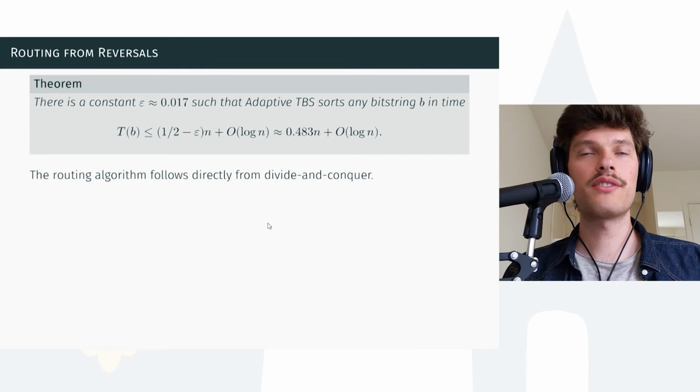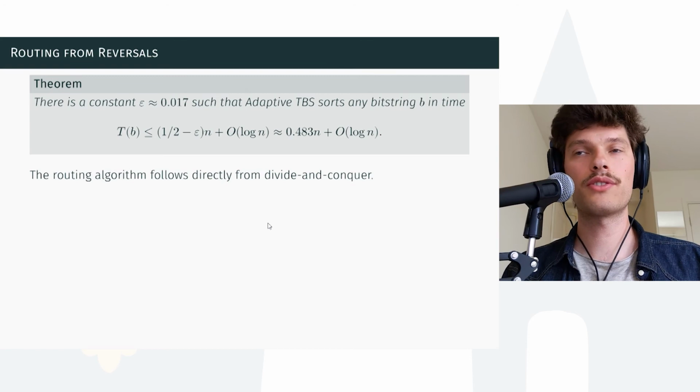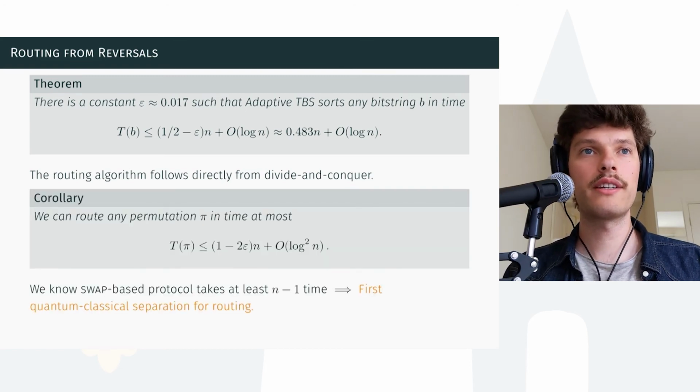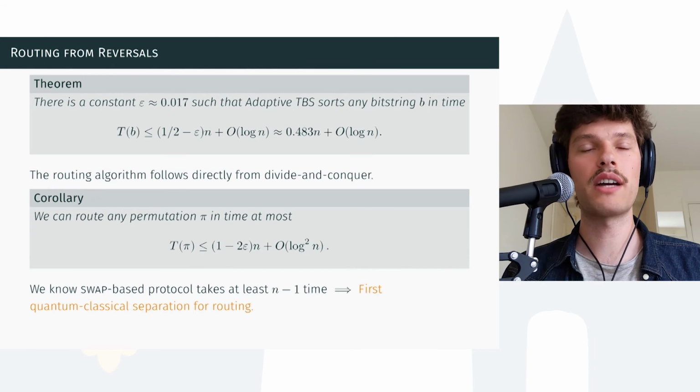So if we take this theorem and we directly apply it to the divide and conquer strategy that I showed a few slides ago, then we get the following corollary. We show that we can route any permutation pi in a time at most (1 minus 2 epsilon) times n, where epsilon is this positive constant. So therefore, since we know that any swap-based protocol takes a time at least n minus 1, this gives us our first quantum classical separation for routing.